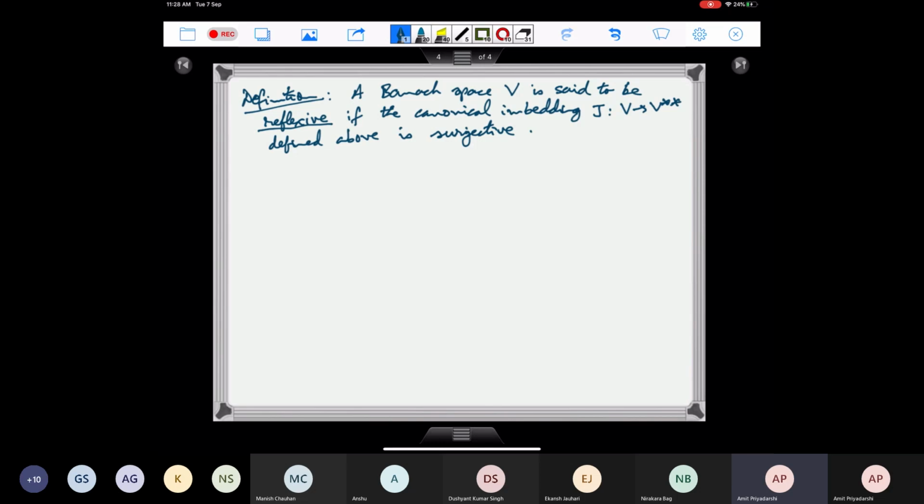And if we get that this J is a surjective map from V to V double star, then that means that V is isometrically isomorphic to V double star. So if V double star is complete, then it will imply that V is also complete. So it has to be a complete normed linear space for this to be surjective. Therefore, reflexivity makes sense only for a complete normed linear space. In this definition, we have said that a Banach space will be said to be reflexive if this happens. If it is not a Banach space, it's just any incomplete normed linear space, then it can never be reflexive because you cannot have this.